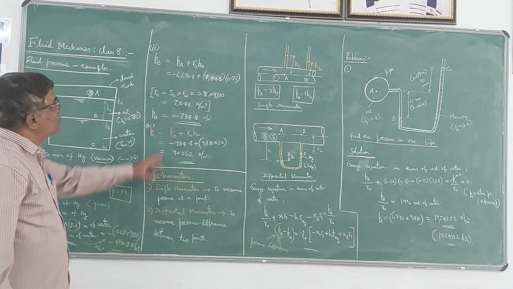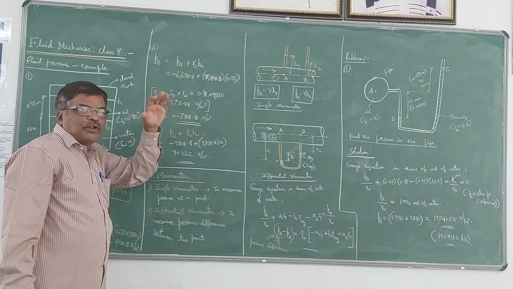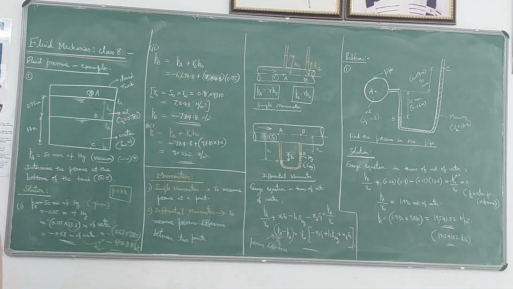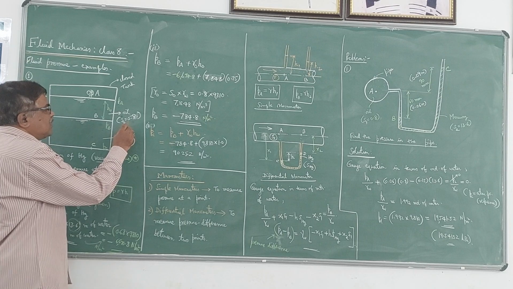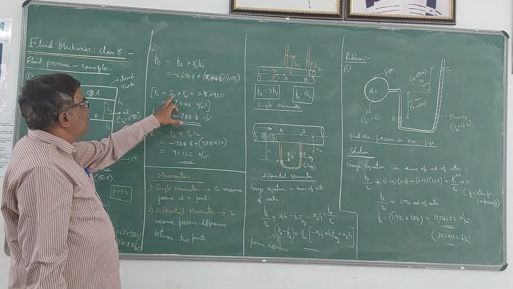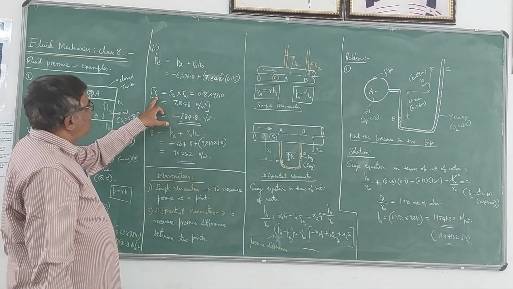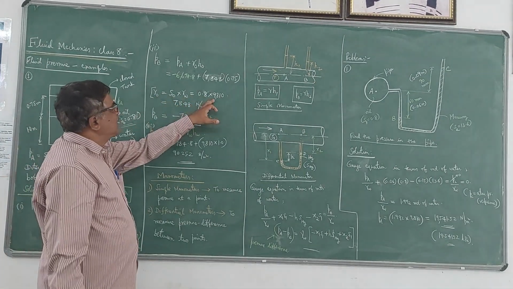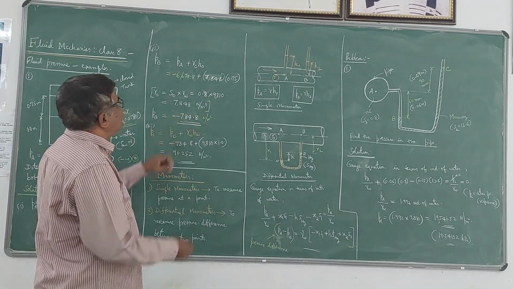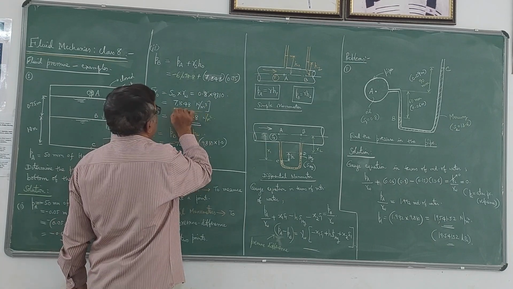minus 6670.8, that you write, plus gamma of oil, which you need to calculate because gamma of oil is not given. Instead, he has given the specific gravity of oil. Now multiply the specific gravity of oil by the specific weight of water to get the specific weight of oil. So it becomes 0.8 into 9810, 7848. So gamma of oil is 7848 Newton per meter cube.